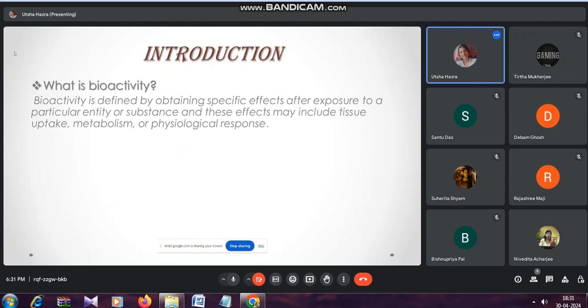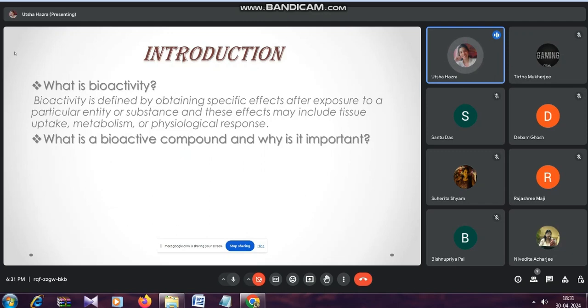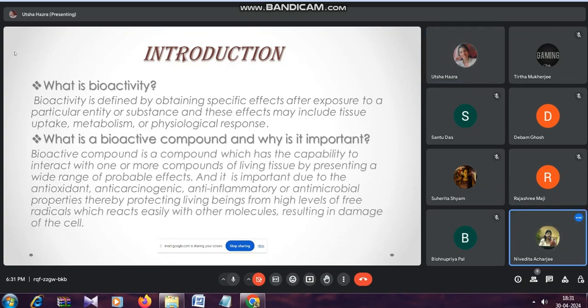What is bioactivity? Bioactivity is defined as obtaining specific effects after exposure to a particular entity or substance, and these effects may include tissue uptake, metabolism, or physiological responses. As we have the term bioactivity, there is also the term bioactive compound. What is a bioactive compound and why is it important? These substances, which produce a specific effect after exposure to a particular entity or substance, are called bioactive compounds. Here we get the definition.